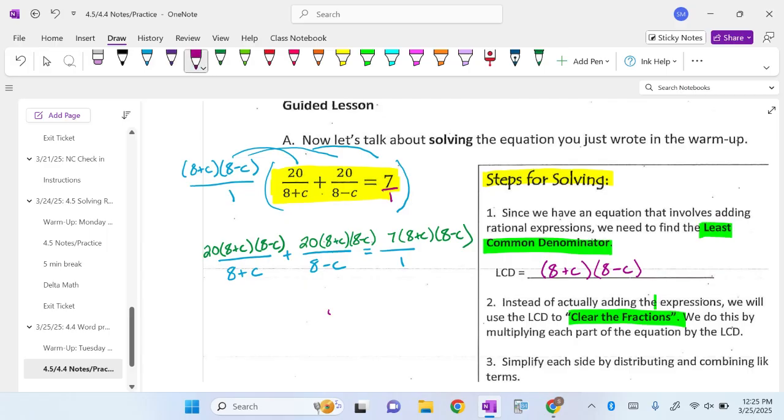So a lot of things start to go bye-bye. What goes bye-bye in the first fraction? 8 plus C goes bye-bye. I'm left with 20 times 8 minus C. Plus, what goes bye-bye in the second? 8 minus C. This would be 20 times 8 minus C. Does anything go bye-bye in the last fraction? No, so we just bring everything down because it's divided by 1 anyway, so the fraction's technically already gone.